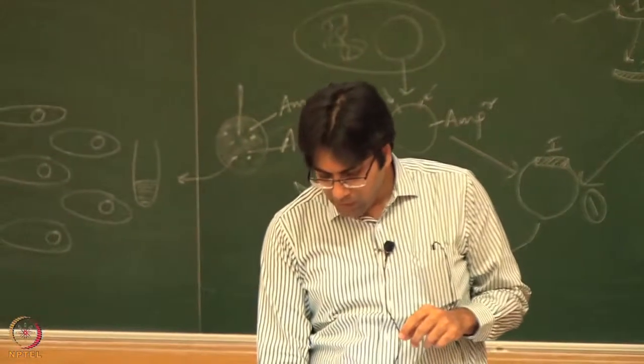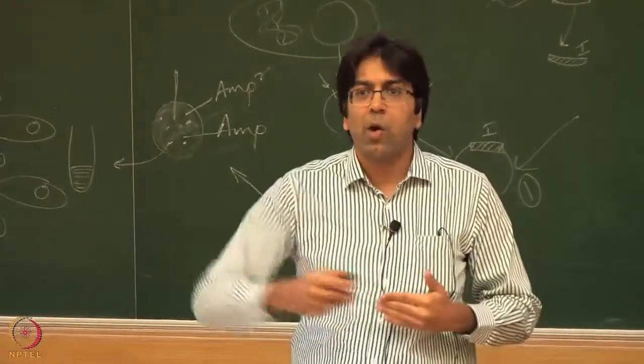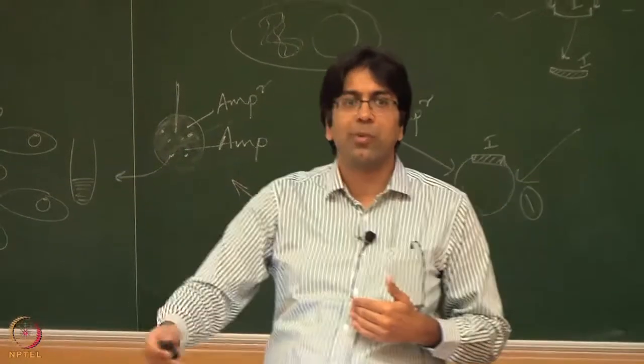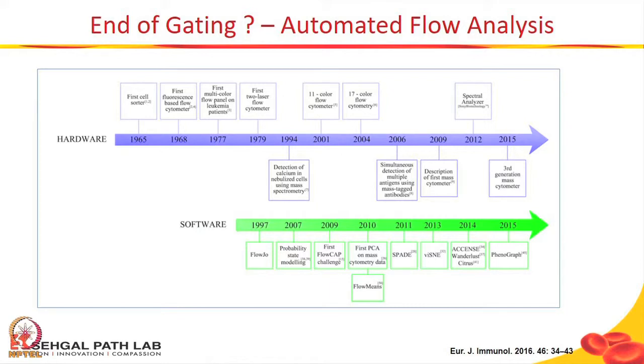So the field of software analysis is hugely expanding in all fields of science: flow, sequencing, proteomics. And one of the softwares, Infinisight for example, is using principal component analysis. I'll not go into the details. And there's a very beautiful paper related to flow which says end of gating. The upper line shows you 1965 onwards, the hardware progress. Beyond 2000, path breaking progress has been less. Software progress is all 2000 onwards, and every 2 years you have something new path breaking coming up.